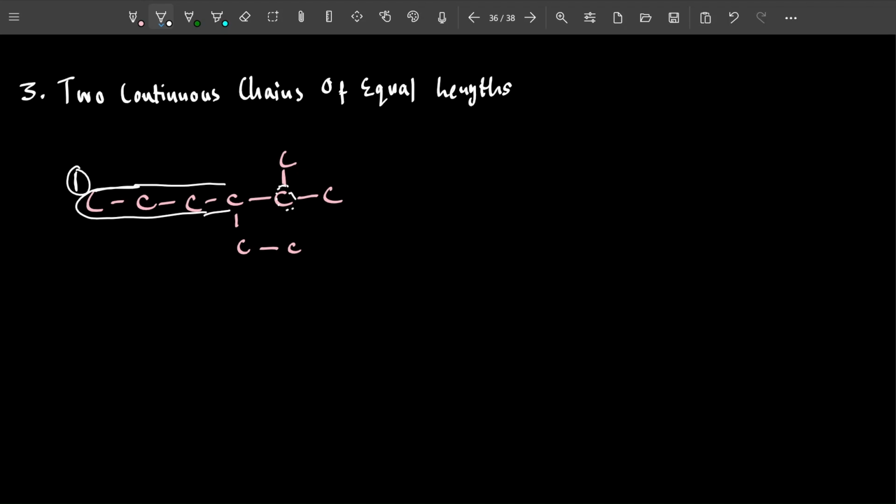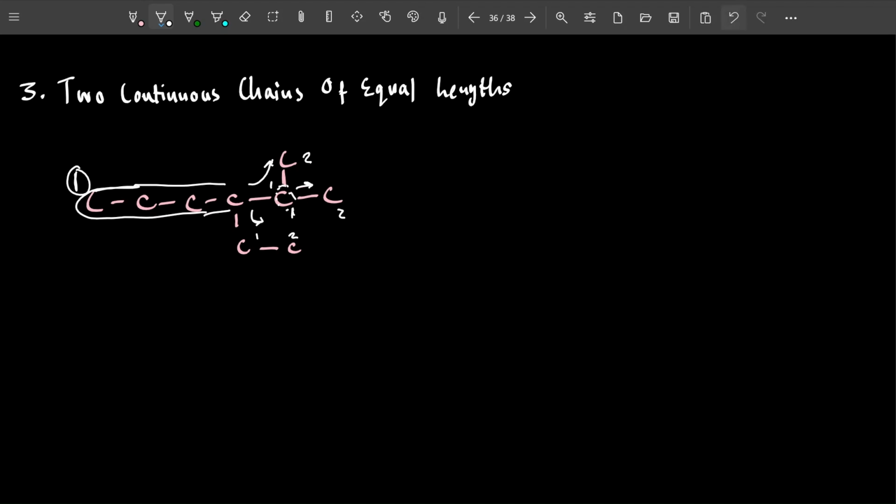Now, when I'm at this branching point, I can start to see which way will give me the most carbons. If I go down this way, I'm going to have 1, 2 carbons. If I go straight to the end, I'm going to have 1, 2 carbons. If I bend upwards, I'll have 1, 2. If I go down, I'll have 2 again. If I go straight, I'll have 2.